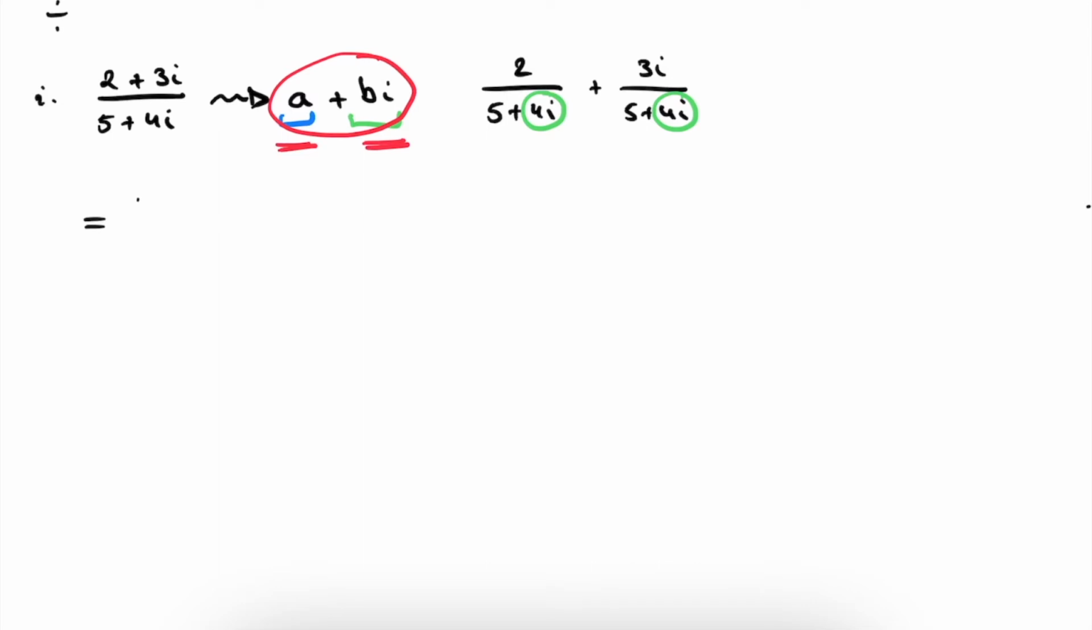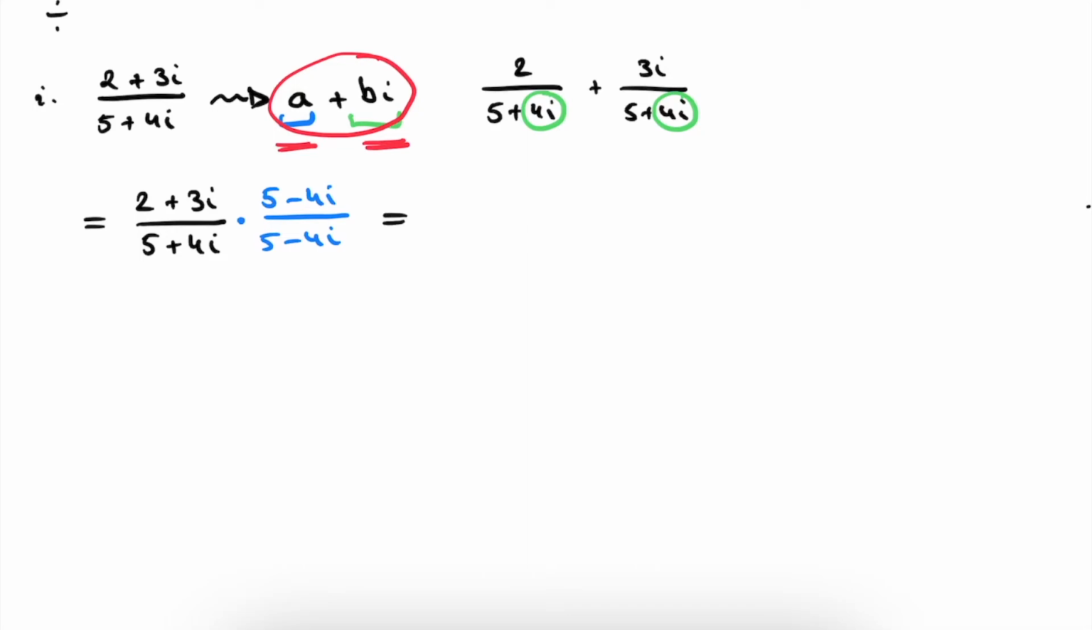Well, we first rewrite what we already have. So 2 plus 3i divided by 5 plus 4i. And what we now do is we multiply this with 1. Well, not really with 1, but with a fraction that will be 1. So with 5 minus 4i divided by 5 minus 4i. And again, of course, this is simply 1. A number divided by itself is, of course, 1.